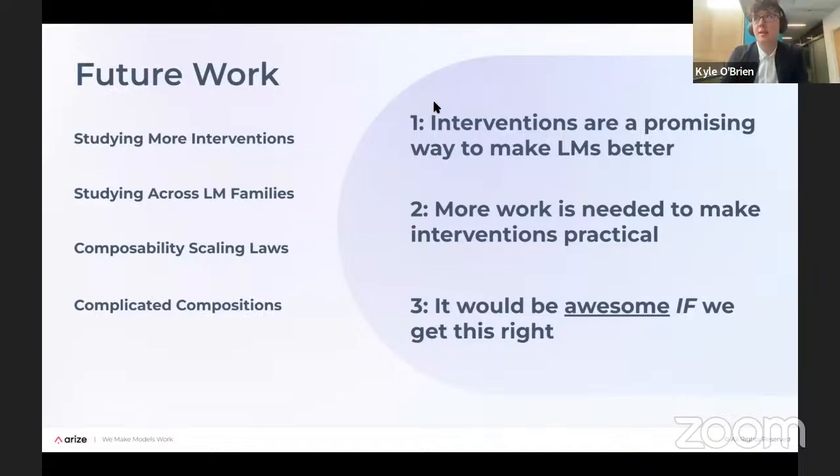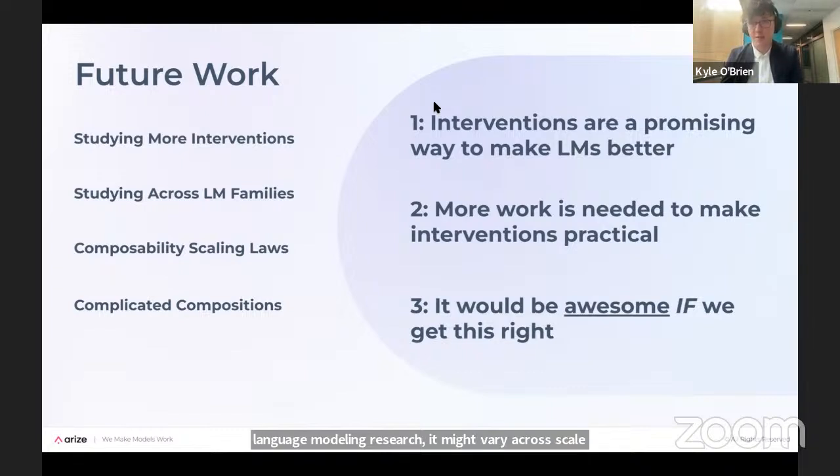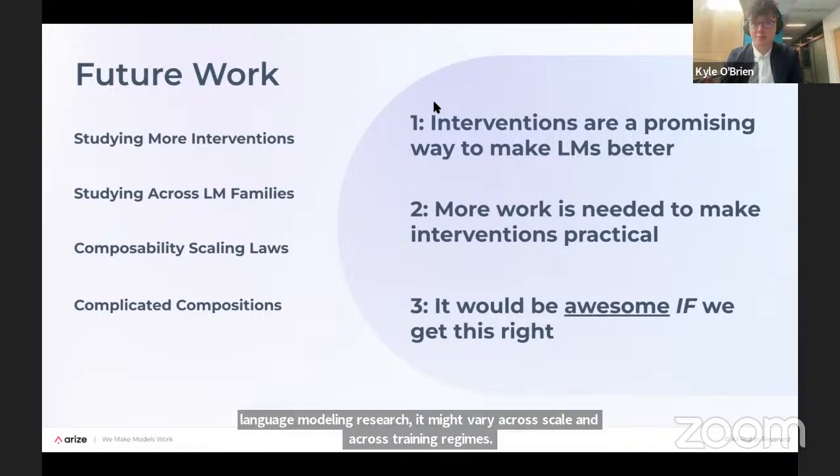Certainly. I think, to narrow the question a little bit, while our work does provide some heuristics, in general, if you're going to be compressing your model, but you think you want to also do editing, it's better to compress first and then edit and things like that. Really, these are recommendations based off of the model that we studied and the interventions. As with so many things in machine learning or language modeling research, it might vary across scale and across training regimes. So when in doubt, just have really good evals.